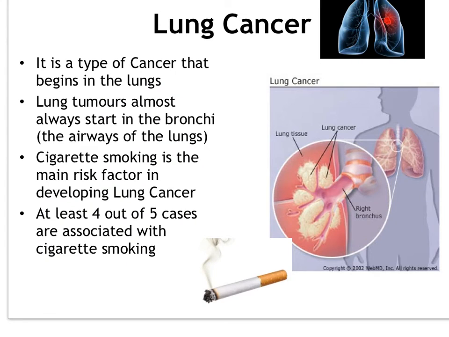Now let's focus on lung cancer. Lung cancer occurs when malignant tumors start growing in the lungs. We learned previously in our science lessons that our lungs allow us to breathe and they supply our body with much needed oxygen. Often, lung tumors start in the bronchi, which are the airways of the lungs. This diagram shows tumors surrounding the right bronchus.